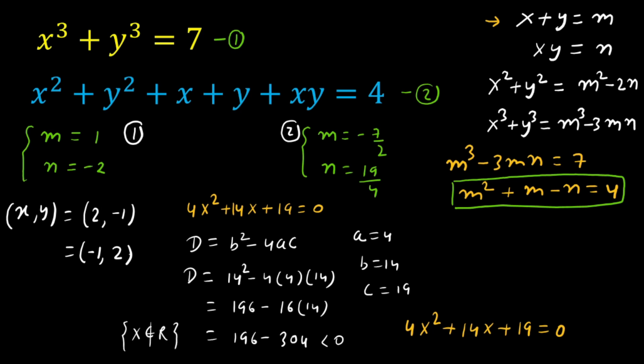So it means, students, we have only two solutions. If x is equal to 2, then the value of y is minus 1, and the second is if x is equal to minus 1, then the value of y is 2. Students, this is our final answer.